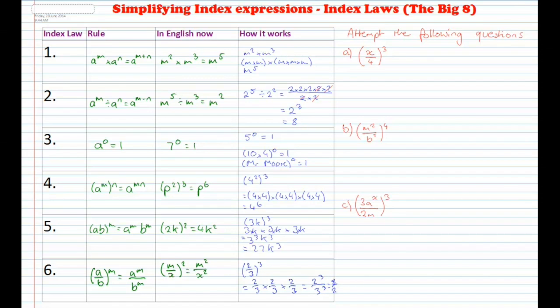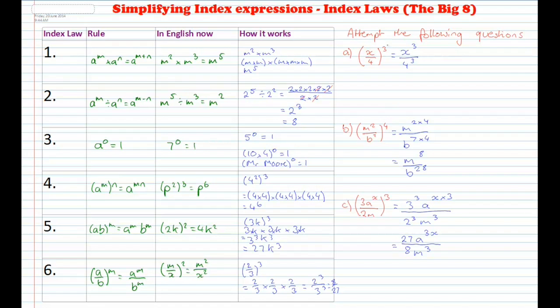8 over 27. So therefore what I want you to do now is press pause and attempt the following questions: for a, in brackets x over 4 to the power of 3; for b, in brackets m squared over b squared all to the power of 4; and for c, in brackets 3ax over 2 to the power of m, all in brackets to the power of 3. Remember when you're done to press play and check your answers against mine.